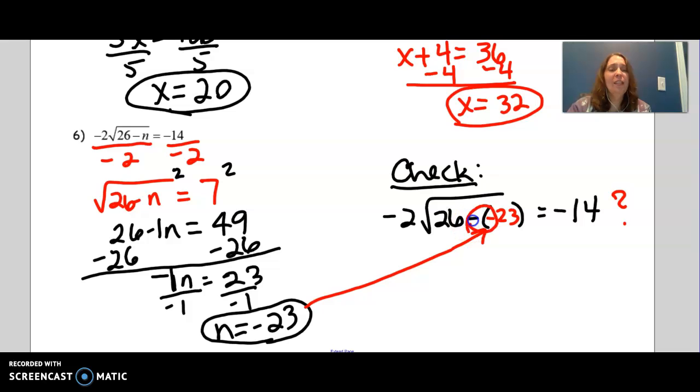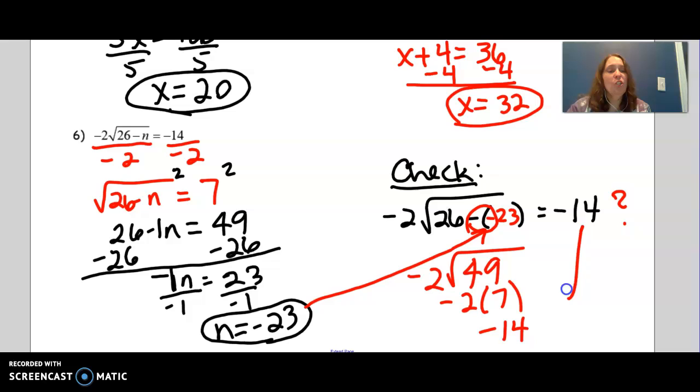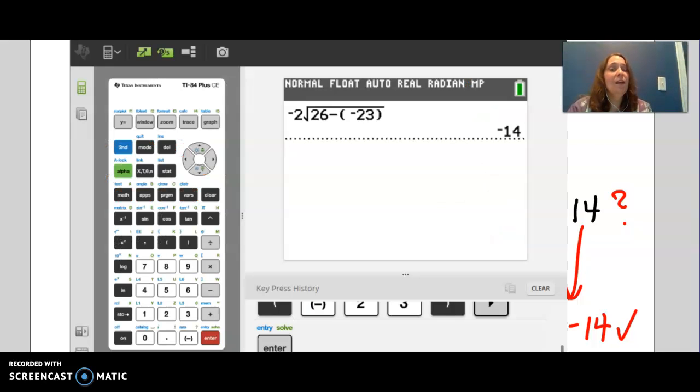Here's the key though. Look at that. Double negative makes a plus. So this is really negative 2 times the square root of 26 plus 23, which is 49. Negative 2 times the square root of 49, well, that's negative 2 times 7, which is negative 14. And sure enough, that is the same thing as itself. Negative 14 equals negative 14. If you don't like doing it this way, try it on the calculator. Type it in there, and you'll see also that this is still the same thing as negative 14.